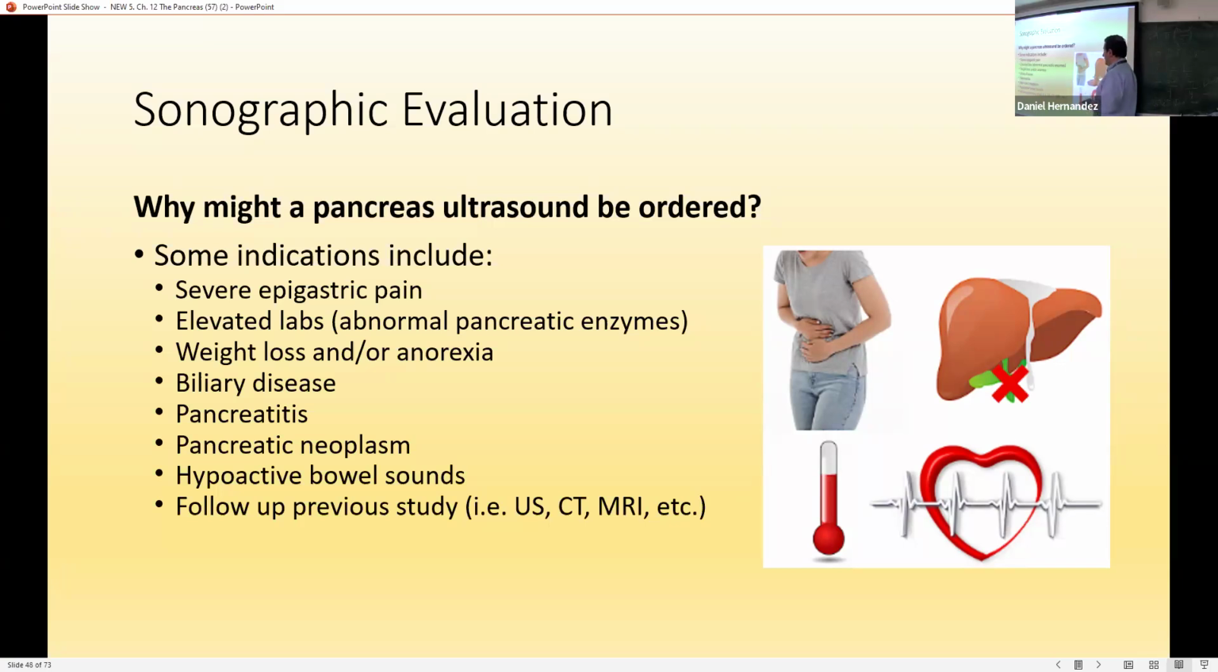We're assessing for pancreatic neoplasm. So maybe it's a follow-up to a CT, and they want to get a good look with ultrasound at a lesion that they see on CT. Maybe underactive bowel sounds, so hypoactive means underactive bowel sounds. The bowels aren't peristalsing properly. And then obvious follow-ups, like I said, we'll want to take a good look at one of these lesions that maybe we saw on MR or CT, or we're following a previous ultrasound.